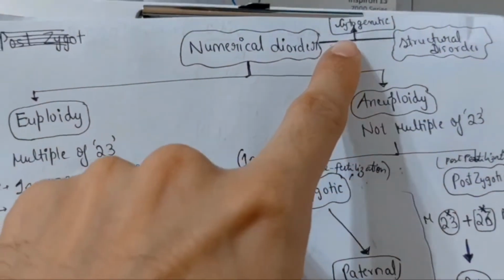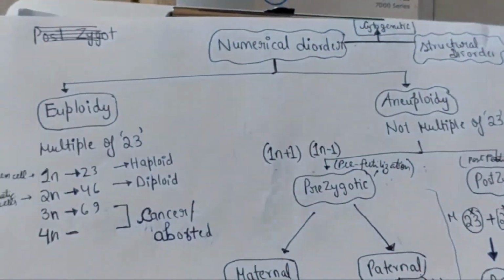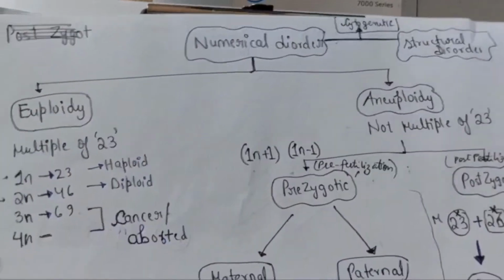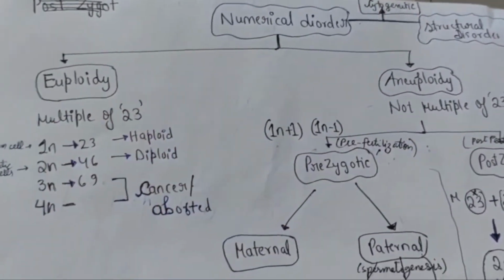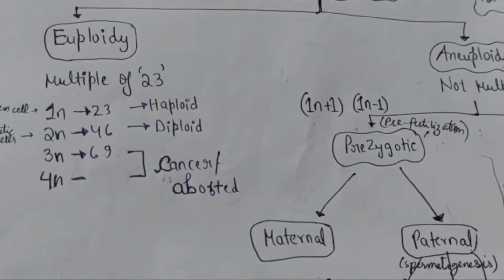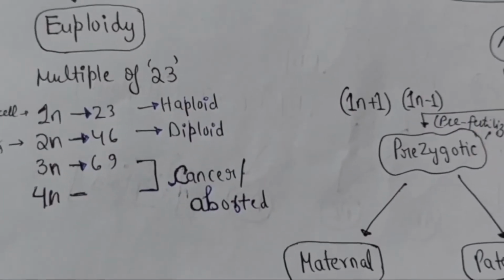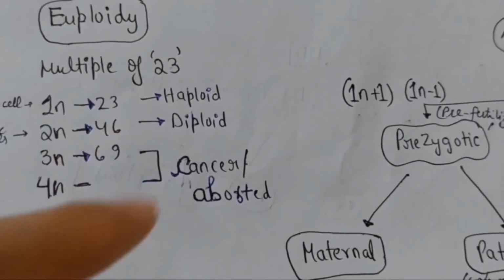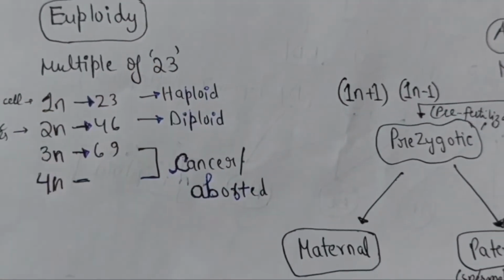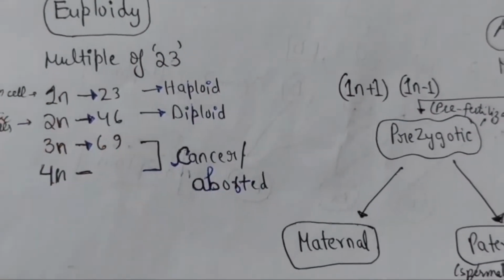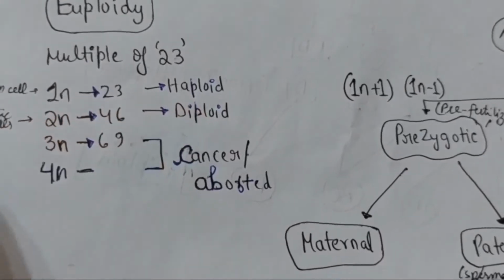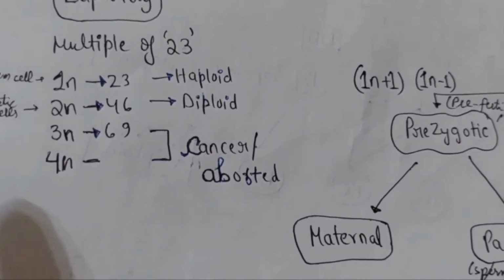So we know cytogenetic disorders are of two types: numerical disorders and structural disorders. Numerical disorders are further divided into two types: euploidy and aneuploidy. Euploidy is the case where the total number of chromosomes is a direct multiple of 23. So the possibility is 1n, which is 23 chromosomes, also called haploid, and it is seen in germ cells. 2n, which is 46 chromosomes, is called diploid, and it is seen in somatic cells.